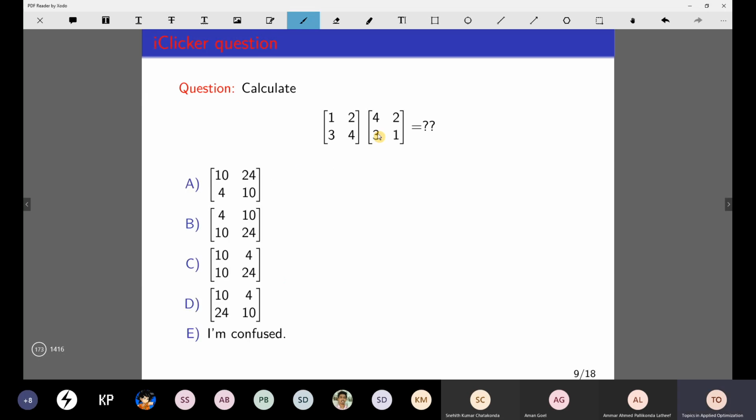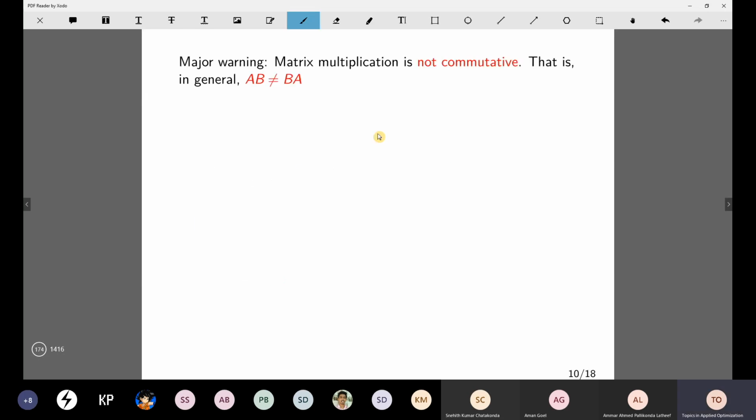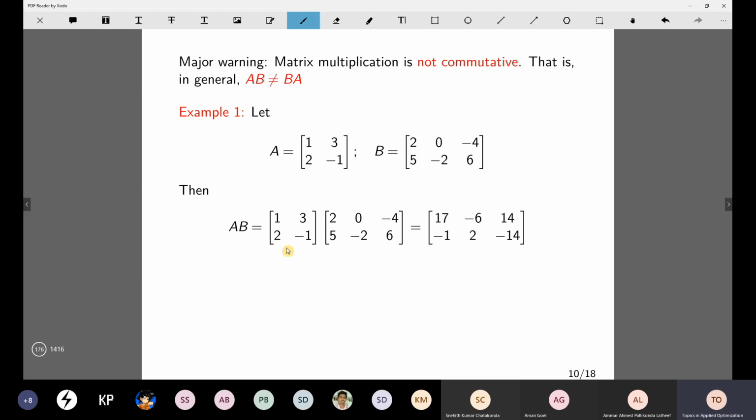Yeah, so we can do matrix multiplications. Remember that matrix multiplication is not commutative. So in general, AB is not equal to BA. Especially if it is rectangular, then obviously it will not be equal, because this way I can multiply, but this way I can't multiply, right? So I cannot think of saying AB is equal to BA or not.